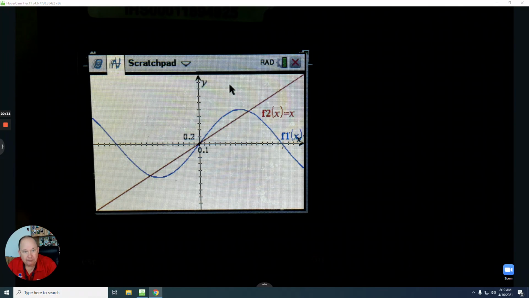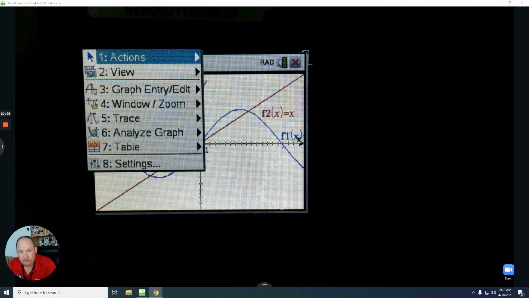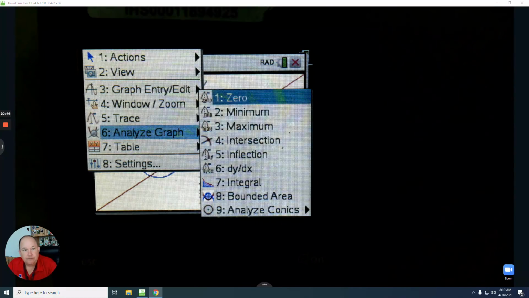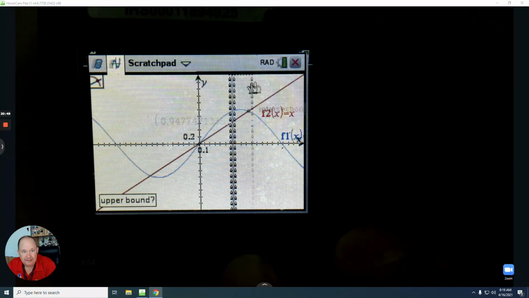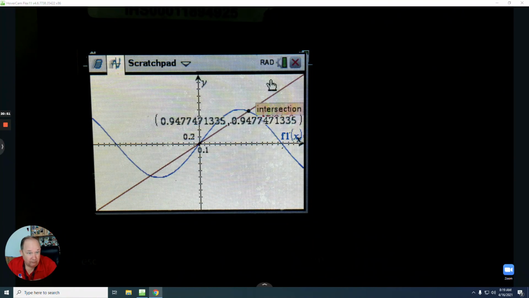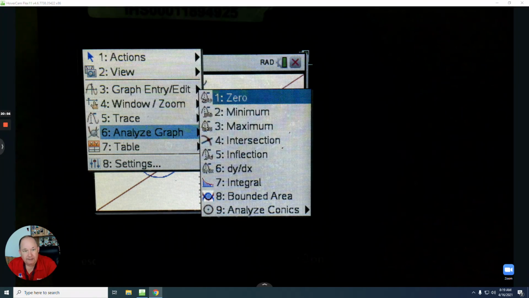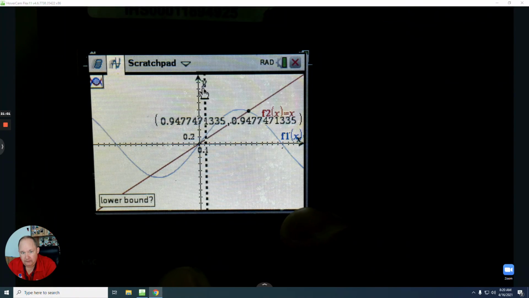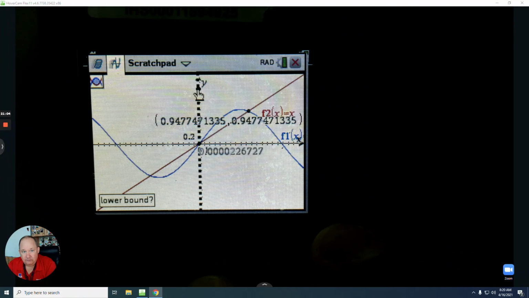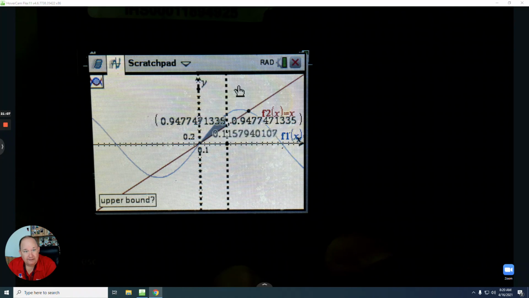So I'm going to find the bounded area. Menu, and I'm going to find the one point of intersection. Let's practice that too. Point of intersection, that's 4. So you can see there's a point of intersection. Now I'm going to press menu, analyze. Bounded area is 8. So I'm going to start left at 0. Press down. And then I'm going to move to the right, and it's going to tell me the area.